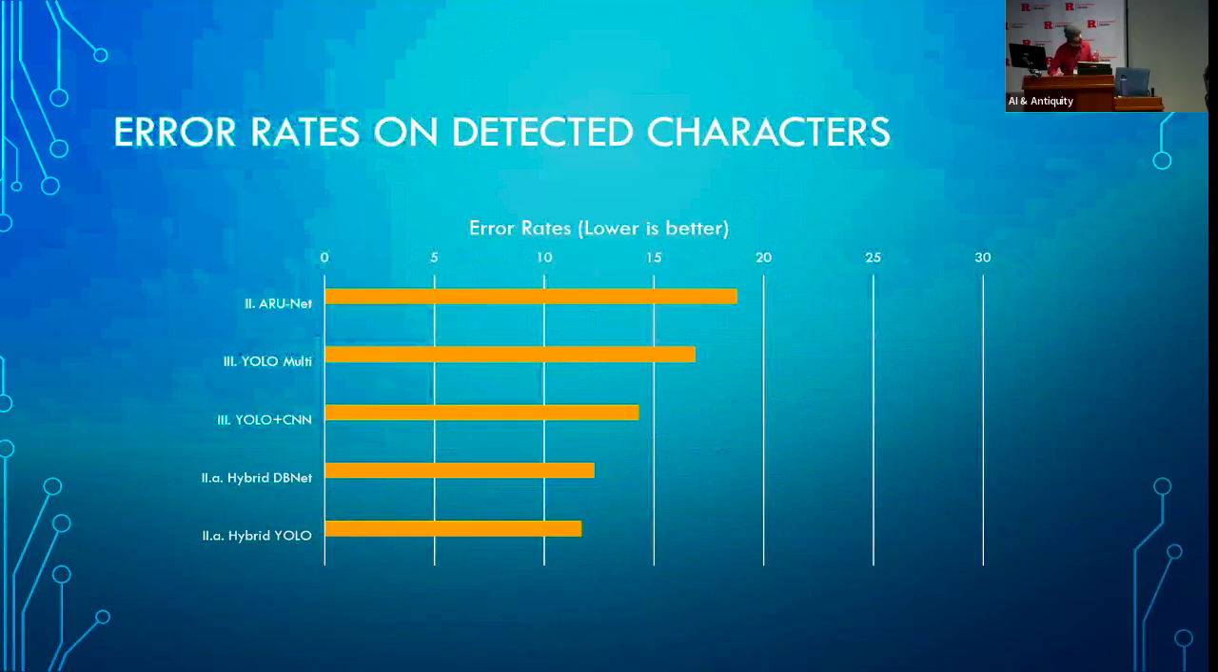And then our error rates on detected characters. So this leaves out the ones that you don't take, as it were, right? This is just how did you do on the ones you could find? And error rates, you want low error rate, right? You want fewer errors. So the lower tends to be better. And the best performing were generally these, DBNet or YOLO, where it was hybrid with a sequential approach.